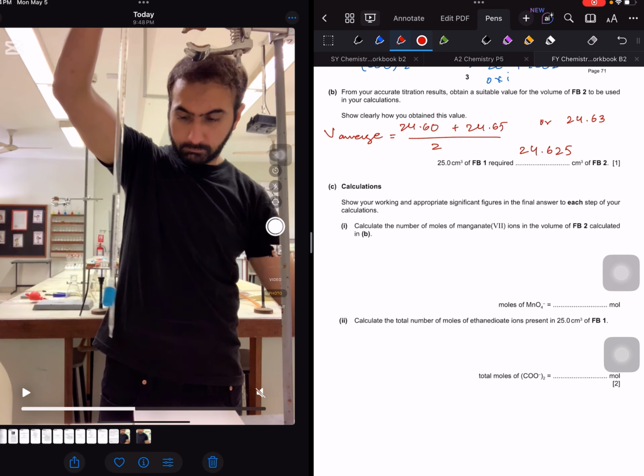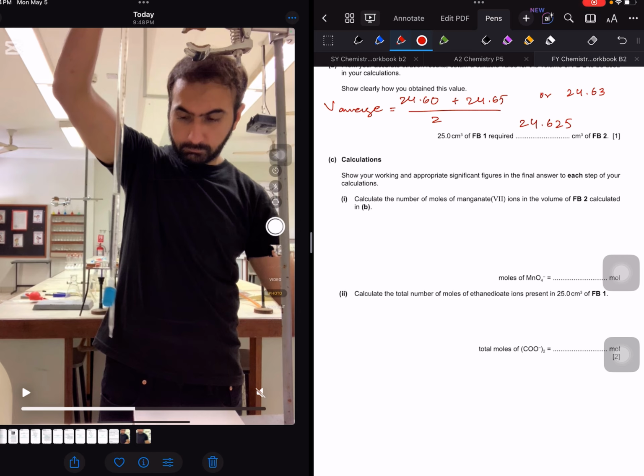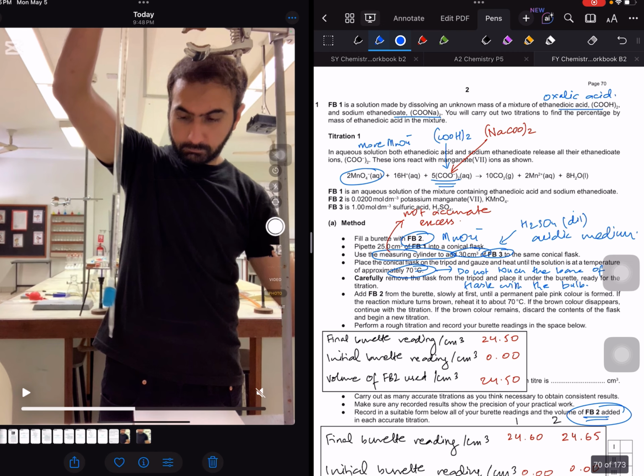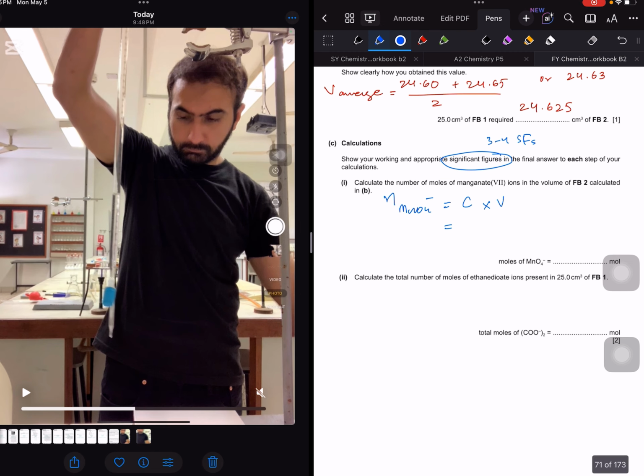Before I jump to the next calculation, show your working in approximate significant figures, so you have to give 3 to 4 significant figures. Calculate the number of moles of manganate. So moles of manganate is equal to the concentration times volume. The concentration, if I go back and see, was 0.0200. 0.0200 times volume, which was 24.625 exponent minus 3. This was my volume.